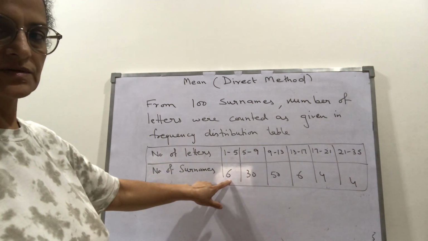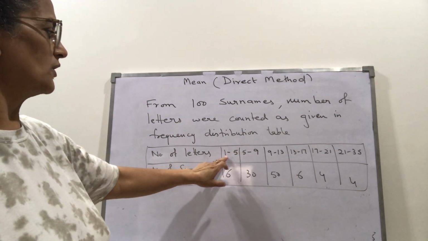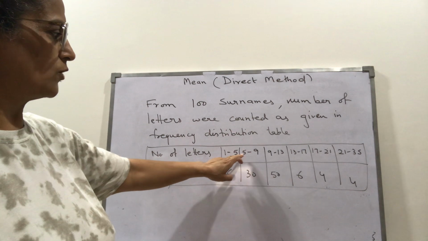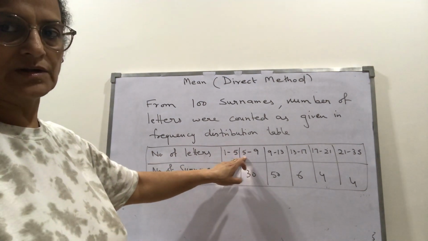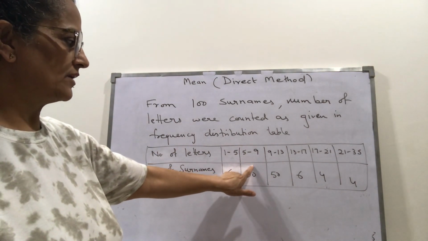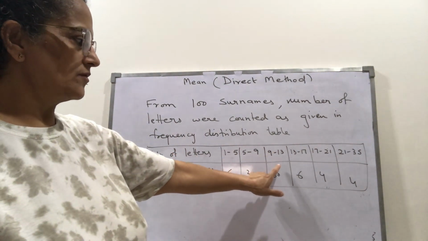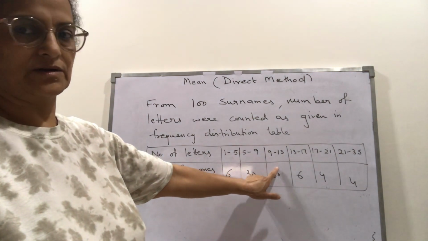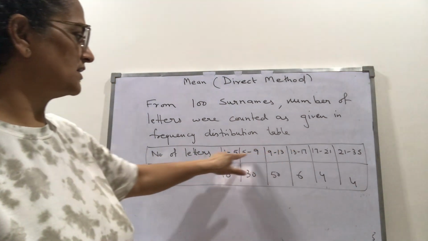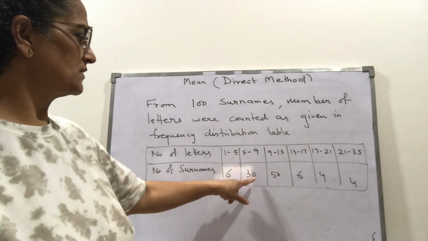6 surnames had number of letters from 1 to 5, and you will remember that this 5 is always taken where it is in the lower limits. So if 5 letters are there, we will have it under this class interval. If 9 letters are there, we will have it under this interval. So the first column is the number of letters, these are called the class intervals, and these are the frequencies.